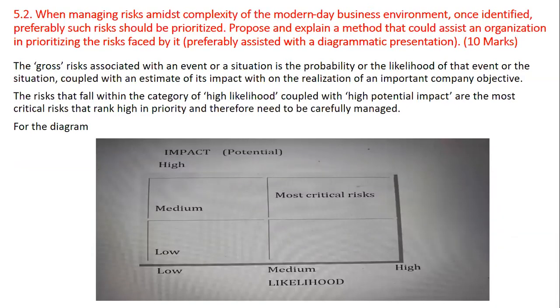Make it a broad idea. You can go either way. I am using another slide also. I'm just trying to tell you. See what they say is, when managing risk amidst complexity in the modern day business, once identified, preferably such risk should be prioritized. If we take business, as you know, you may have done it, there are various kinds of risk prevailing in an organization.